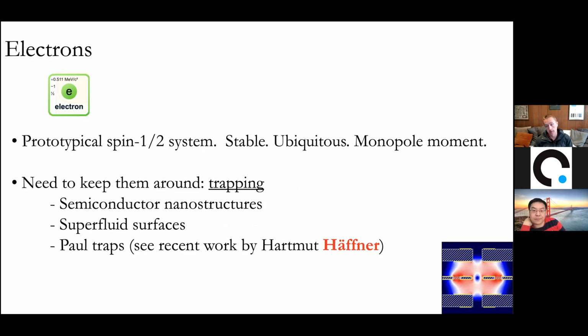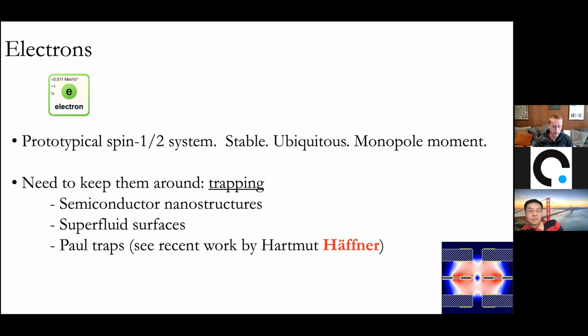Electrons, I think, are another really intrinsically appealing system for doing quantum information processing. They're sort of what you imagine when you imagine a spin-1/2 system. They're stable, they're everywhere. They have this nice monopole moment and a mass, so they don't run away at the speed of light. However, even with that mass, you need some way to keep electrons around to do an experiment with them.